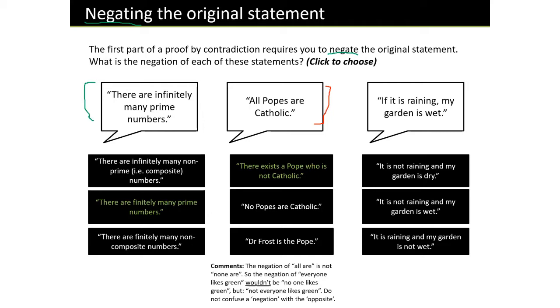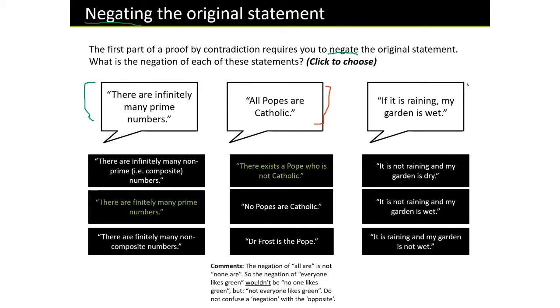The negation is not "no popes are Catholic", but it's saying at least one pope exists who is not Catholic. That would be the negation of that statement. The way you can remember that, and maybe worth taking a note of this: the negation of "all are" is not actually "none are". So the negation of "everyone likes green" isn't "no one likes green", but it is "not everyone likes green", or there is at least one person who does not like green.